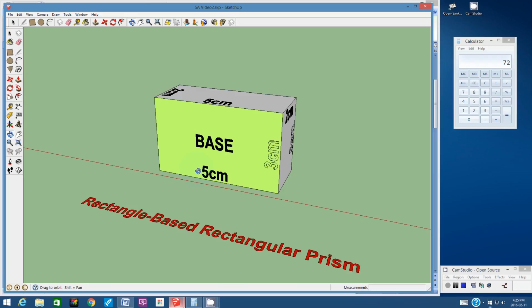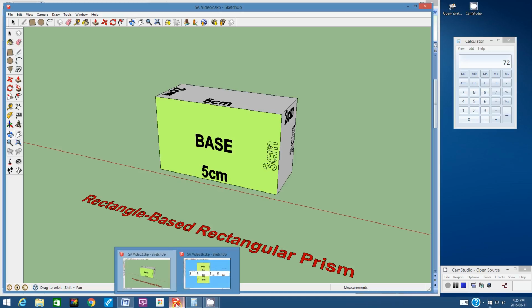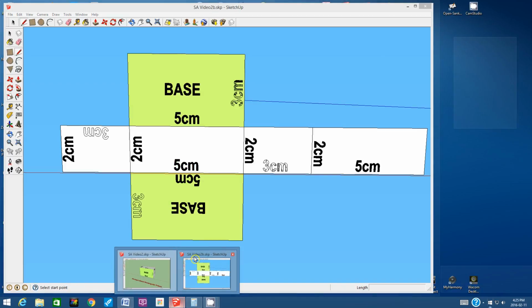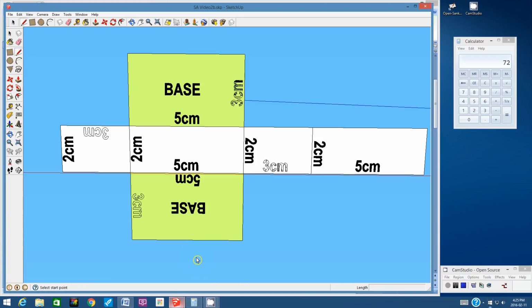So if we were to open up this rectangular prism to form its net, what would it look like? Well, it would look something like this. At this point, could you please press pause and draw a small diagram of this net in the space provided? Remember, try not to draw too big, and remember to always include your dimensions. So press pause now.